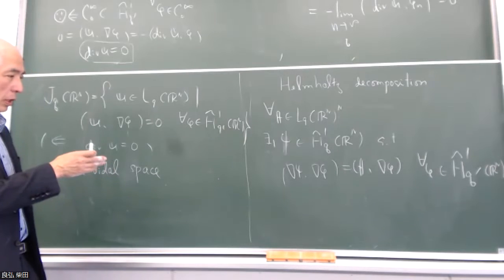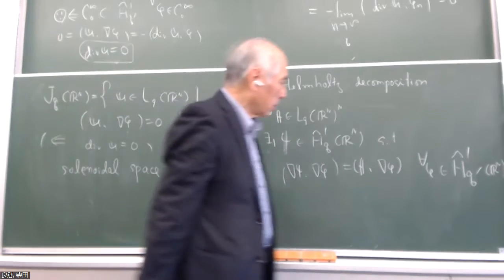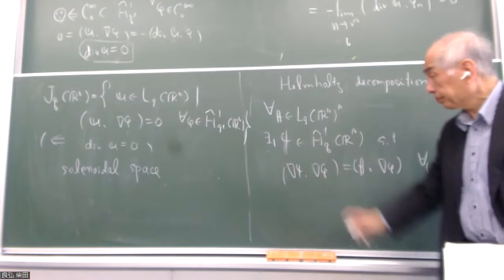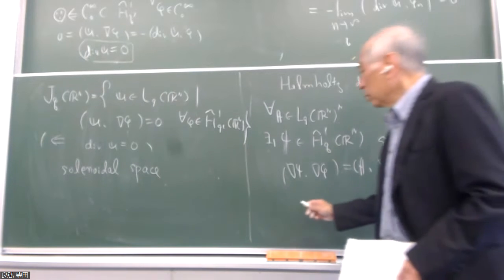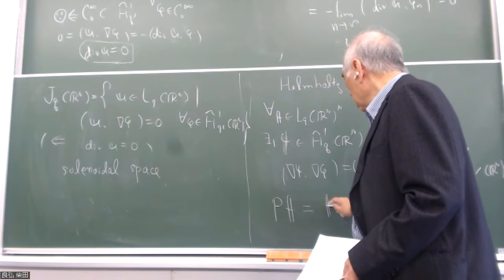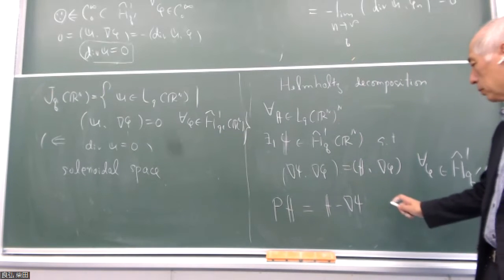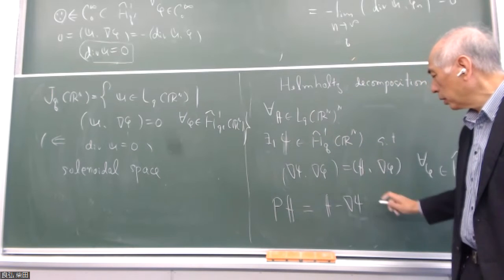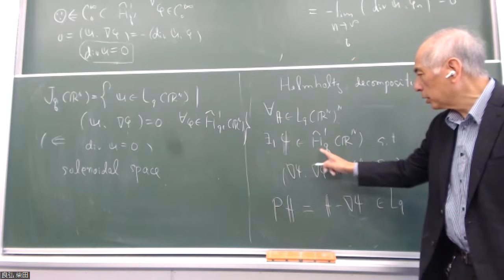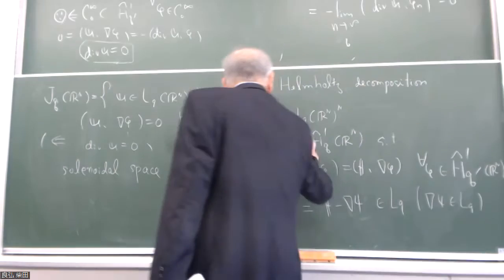I'm sorry, I have not yet proved this theorem, but anyway, first we use the theorem. You can find this psi. Then so-called P F is equal to this F minus grad psi. Of course this nabla psi is in L^q, because psi is in H hat 1 q, meaning that nabla psi belongs to L^q, from the definition of H hat 1 q.